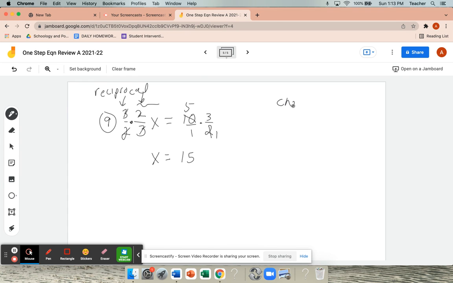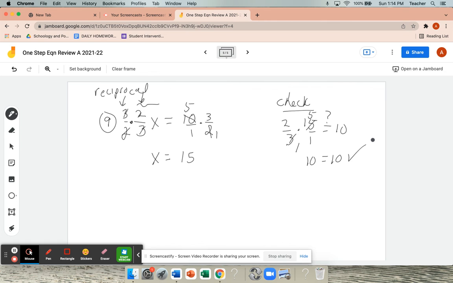If I want to check my work, take the original equation and substitute in my x. Right? 2/3 x equals 10. Well, let's see. 3 divided by 3 is 1. 3 goes into 15 5 times. 2 times 5 is 10. Does 10 equal 10? Yes, it does. So it checks.